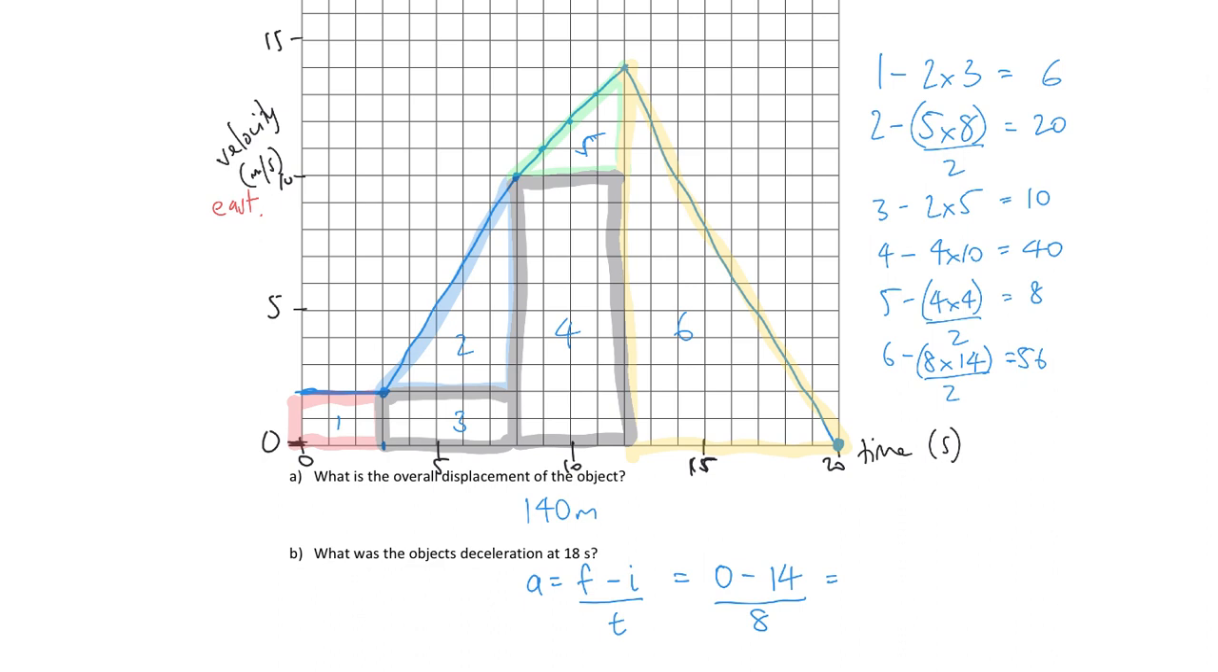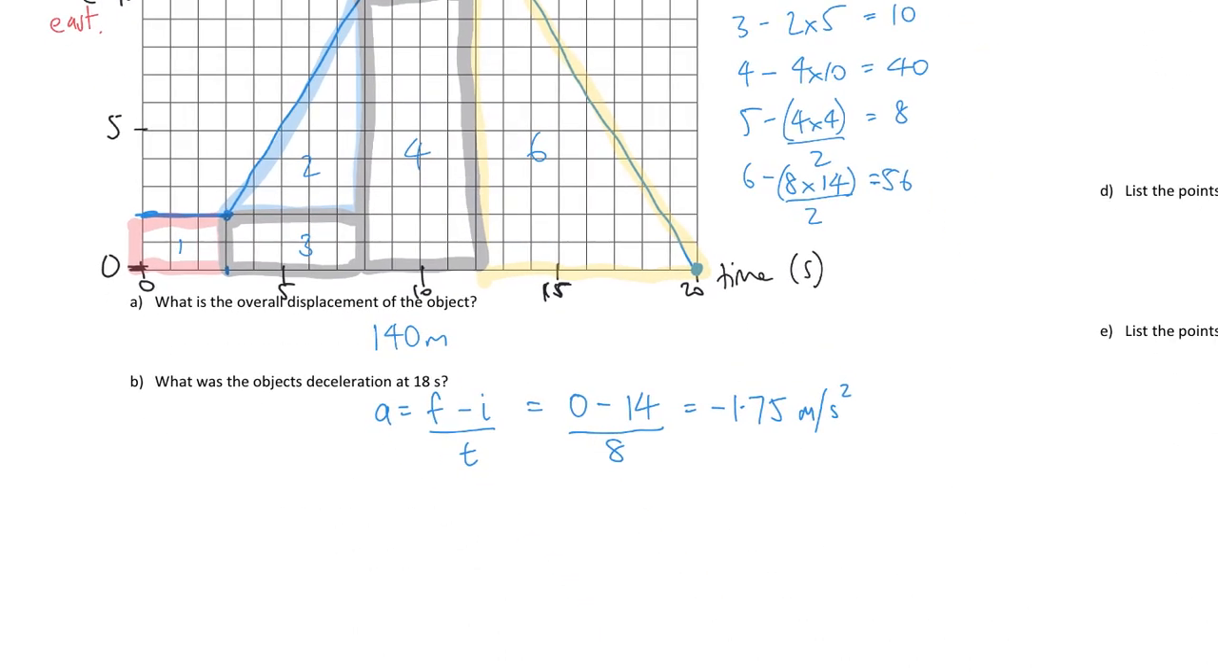That's 14 divided by 8, negative 1.75 meters per second squared. It's negative because we're slowing down, but its acceleration could also be described as west. So you can say that it is negative 1.75 meters per second squared east. Alternatively, you can say 1.75 meters per second squared west, because it's accelerating in the opposite direction by decelerating. All right, let's have a look at the next question.